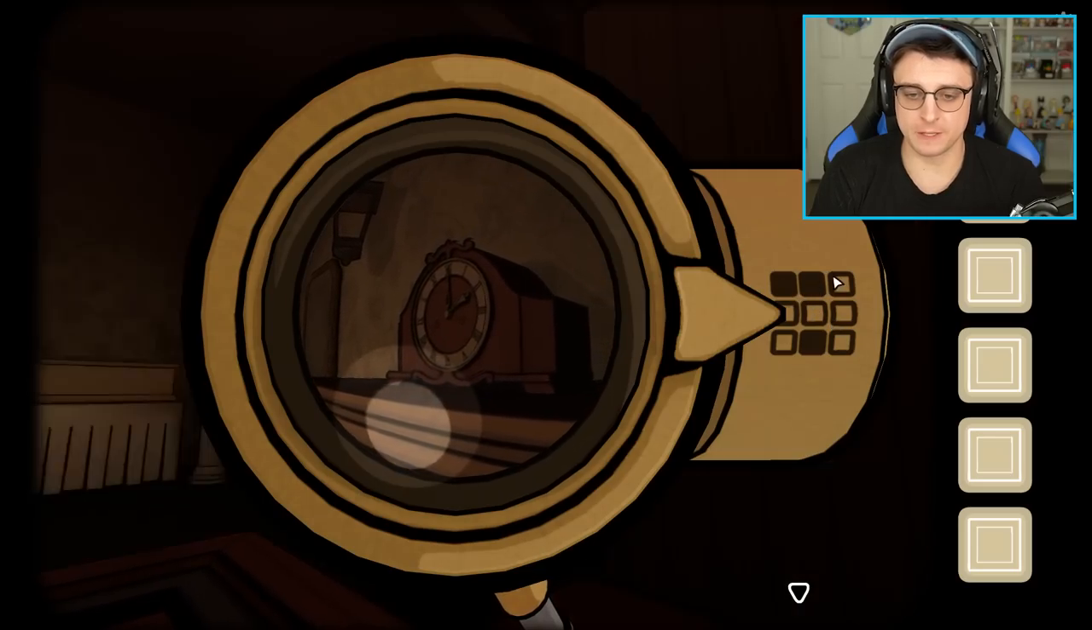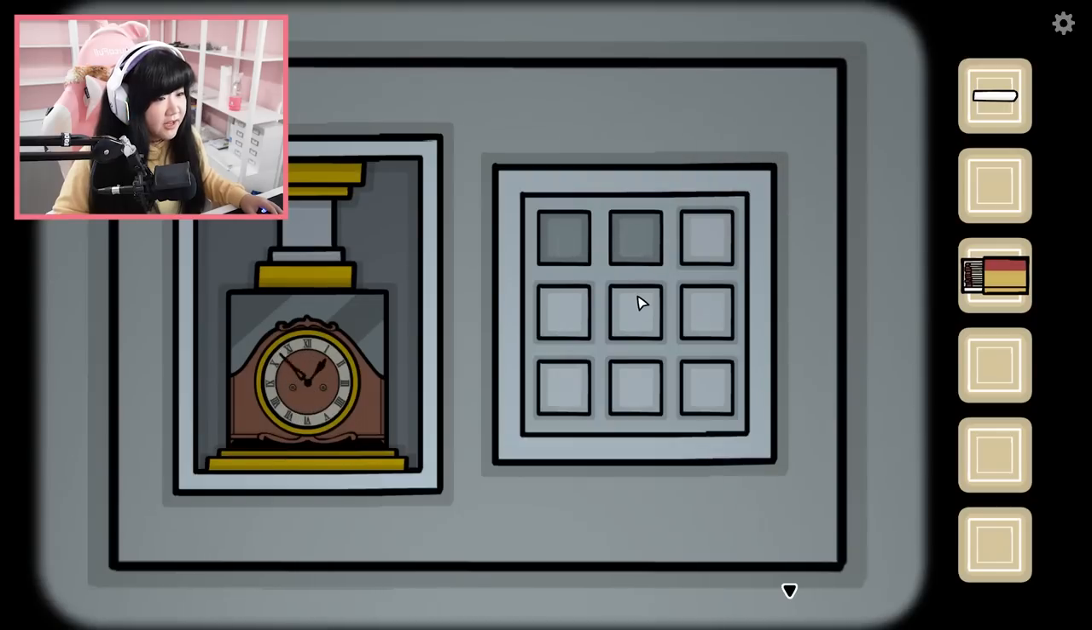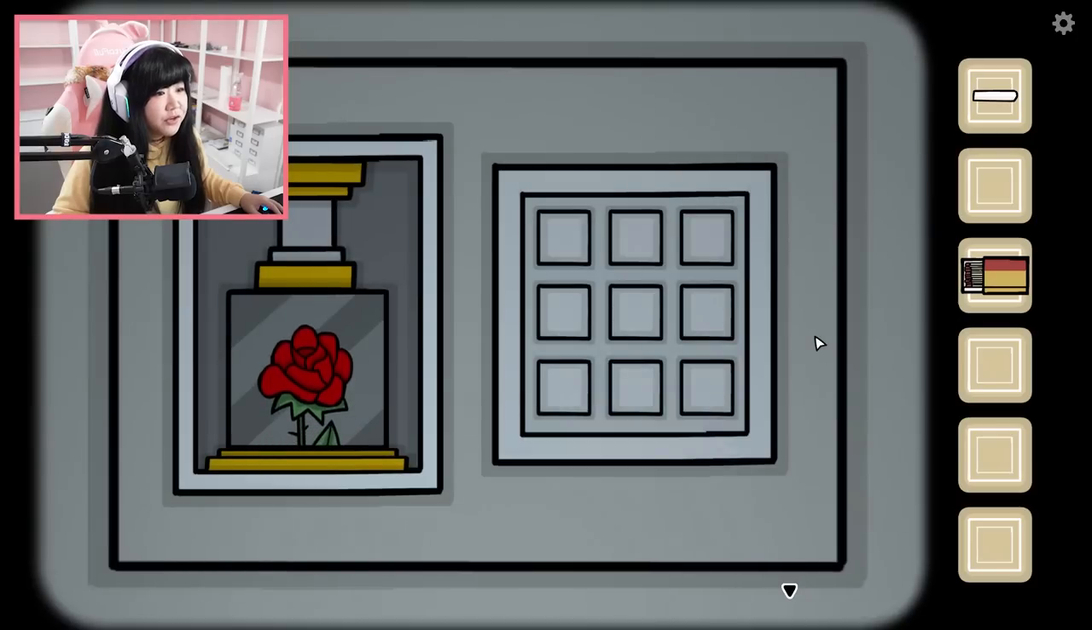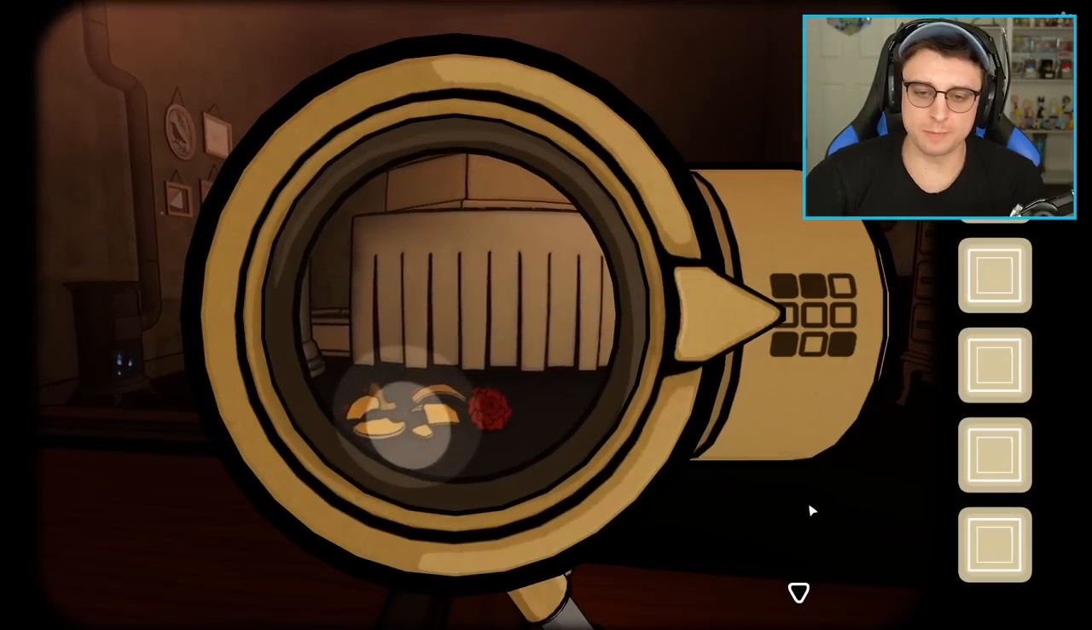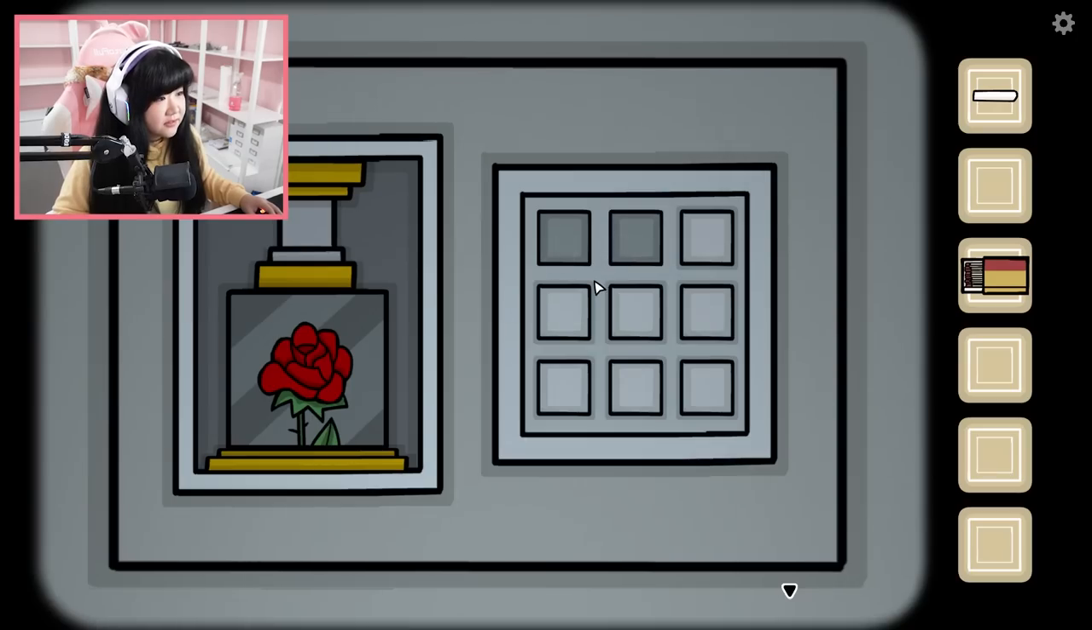So it's filled, blank. Filled, blank. Blank, blank, blank. Blank, filled, blank. All right, now I have a rose. All right, let me go to the flower. Filled, blank. Blank, blank, blank. Filled, blank, filled. Filled, blank, filled.